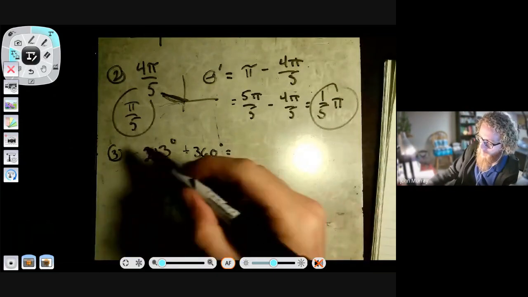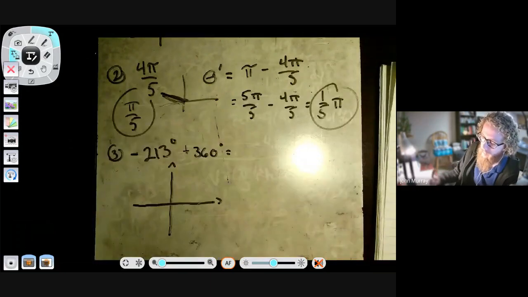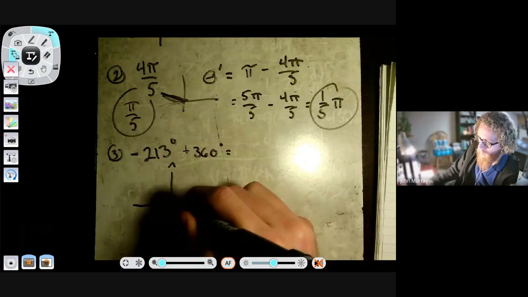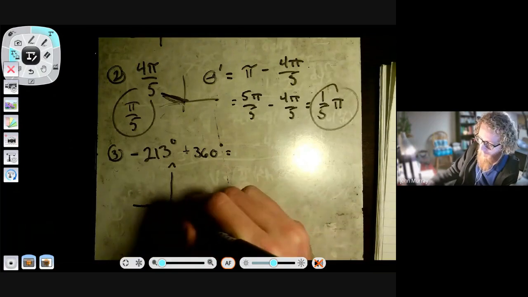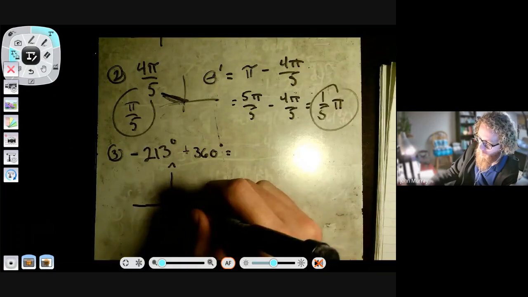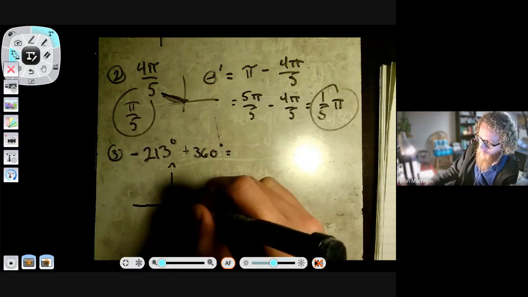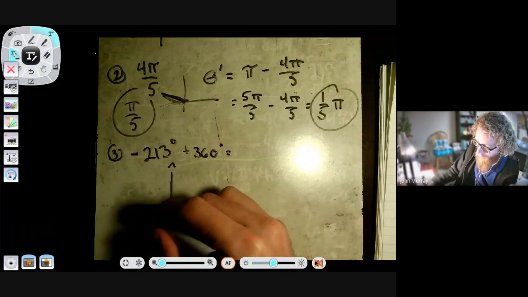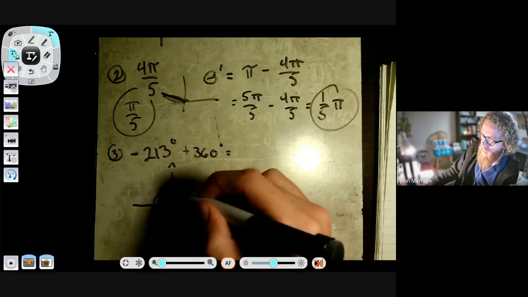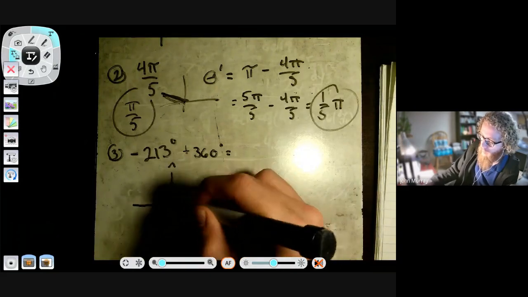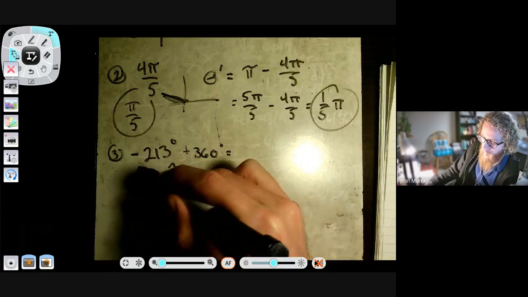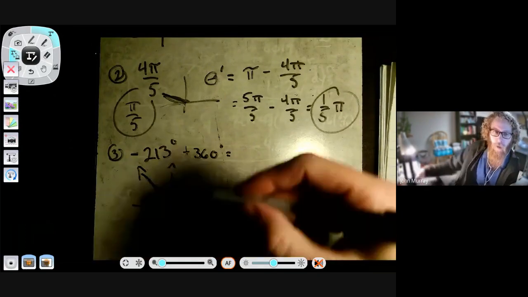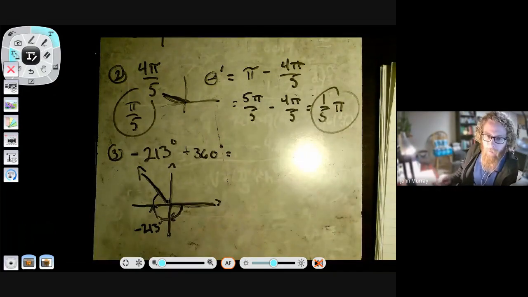Another way to look at it, I'm not sure if I went over it. When we have a negative angle, a negative degree or negative radian, that means from our initial side, we're going to go in the opposite direction, right? So if I'm traveling in the opposite direction, this would be negative 90 degrees down here. This would be negative 180 degrees. And then this would be negative 270. So again, that would put me somewhere here. So that's negative 213 degrees if we read it that way.